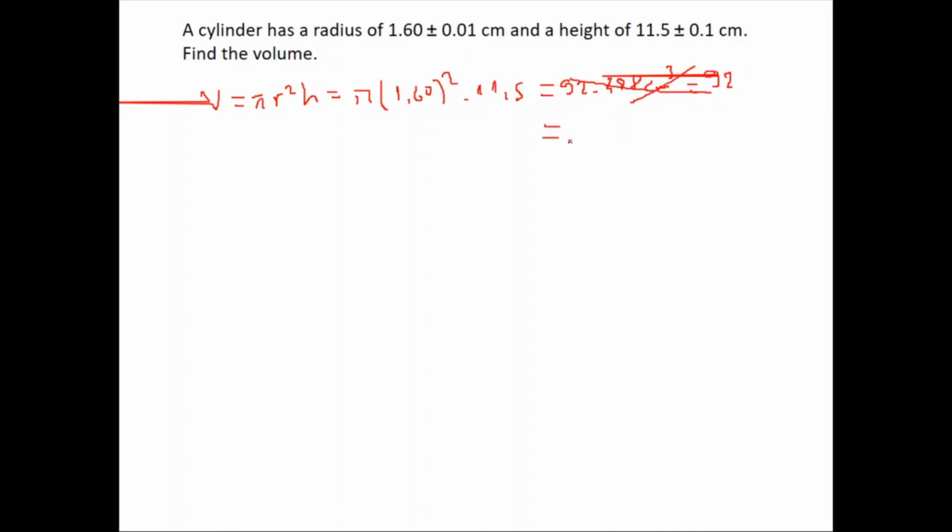Let me do the rounding from the beginning. So this multiplication is going to give us 92.488, and I have to round it to two significant figures, and this is going to be equal to 92.